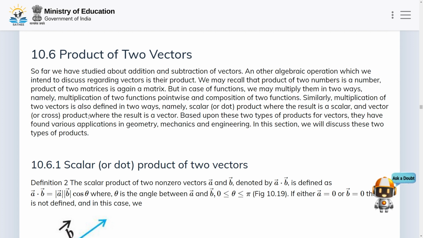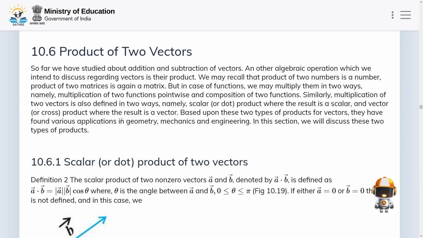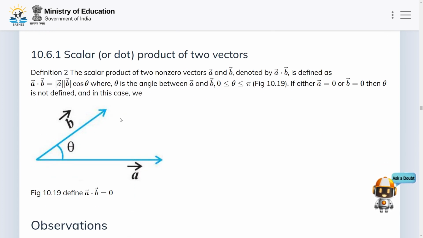Now we will be seeing the different types of product we have defined when we are going to multiply two vectors. First one is the scalar product or dot product. We will see how we define it, what the dot product is, some properties, and when it will be used, all in this session.